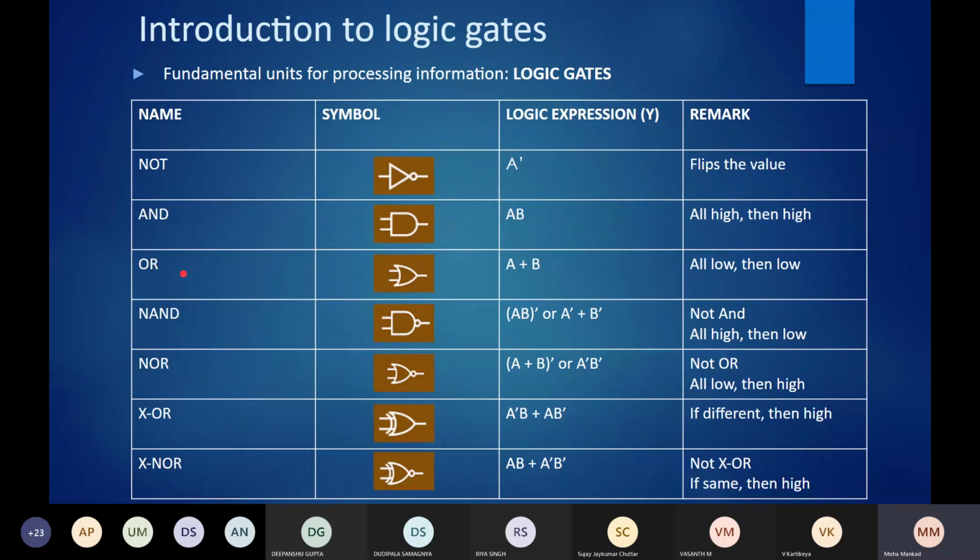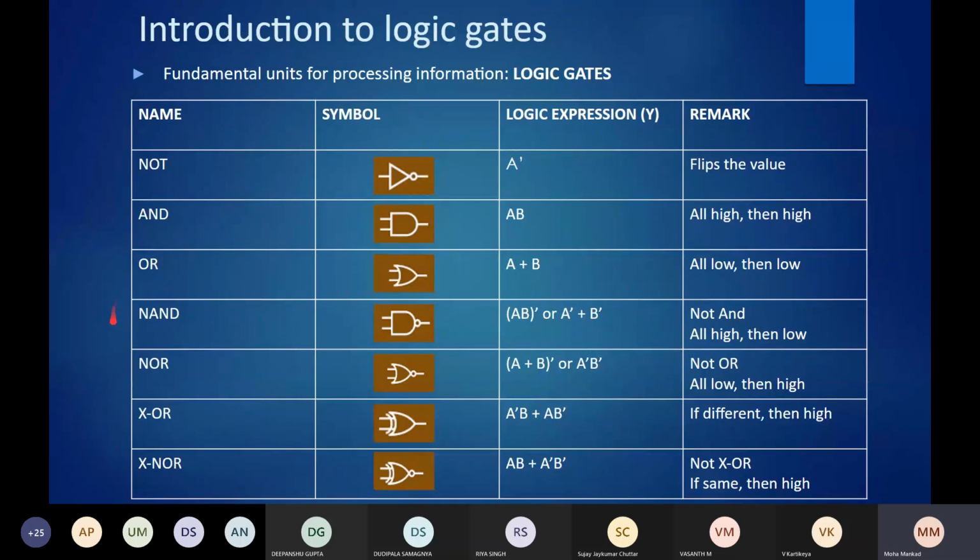Next is OR gate. This is the symbol. This is the logic expression A plus B. Remark is all low, then low. So when both the inputs are low, only then the output would be low. Even if one of the inputs is high, output would be high or 1. Or obviously if both the inputs are 1, output would be 1.